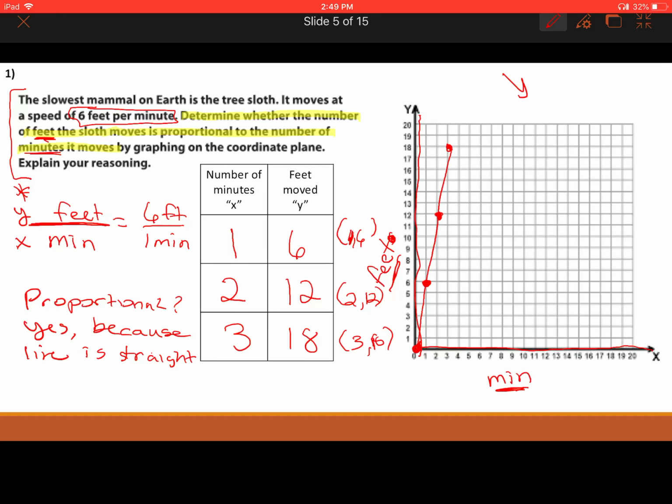And it goes to the origin. Hopefully, you see how this information is connected to what we just talked about.